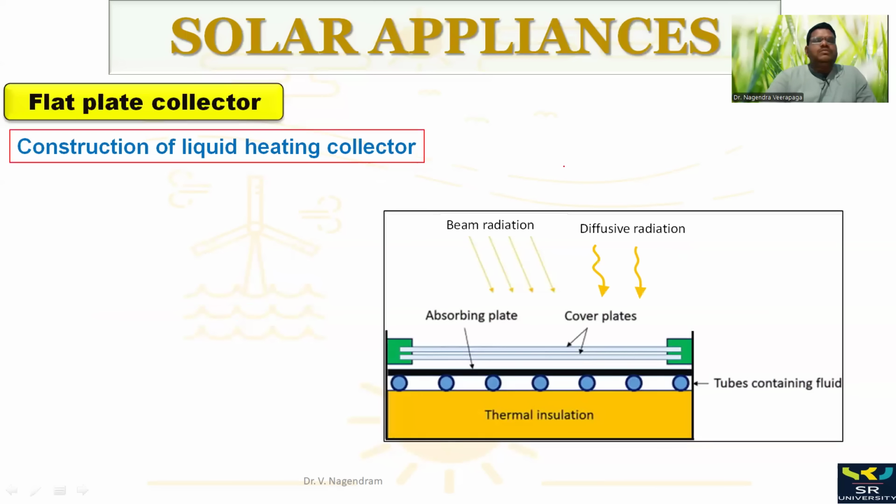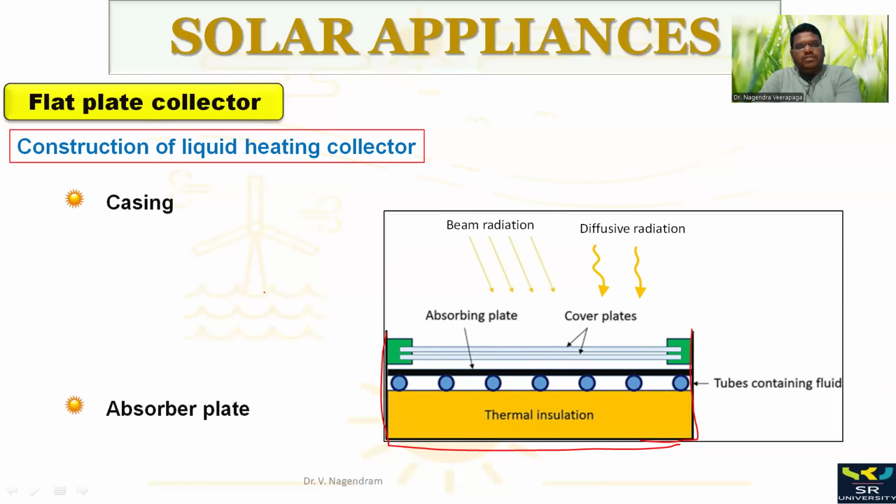Now we are going to discuss the construction of the liquid heating collector, or liquid flat plate collector, or water heater. Here you see the diagram of the liquid heating collector. It is generally the front view that we are seeing here. The major components you can see: one is the casing, this outer body, all of this we can call the casing. Then we have the absorber plate. Here you can see the black plate from here to here. This is the absorber plate.